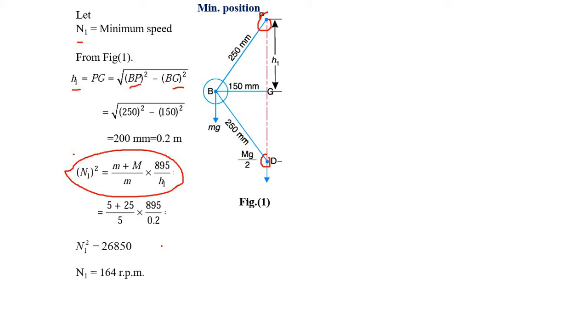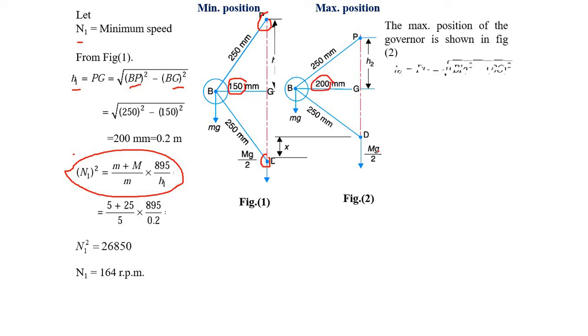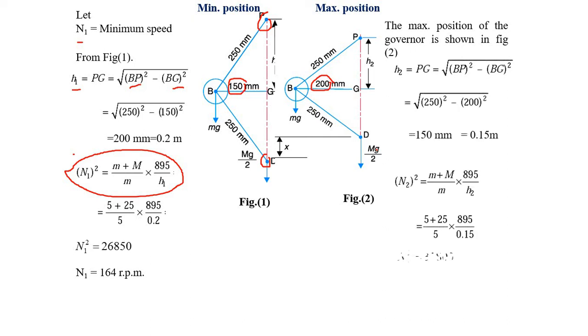Similarly, the same procedure, only the radius changes. In the next case, instead of 150, it is 250, and easily you can find the N2 value. First you have to find h2, then N2. You know the range of speed. What is the range of speed? N2 minus N1. So 189 minus 164 is the range of speed.